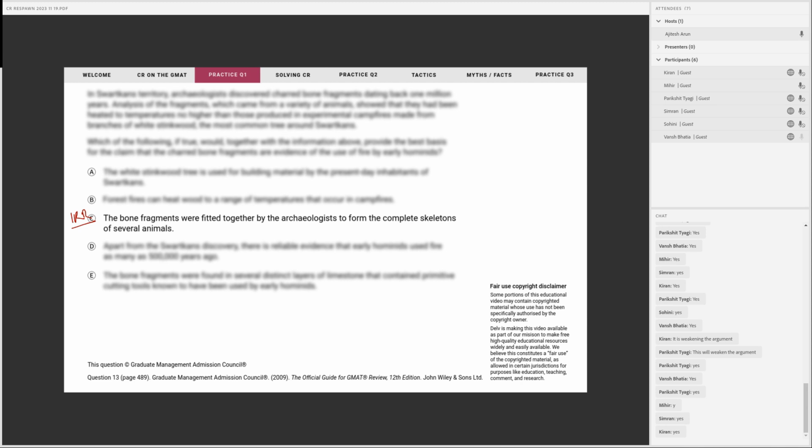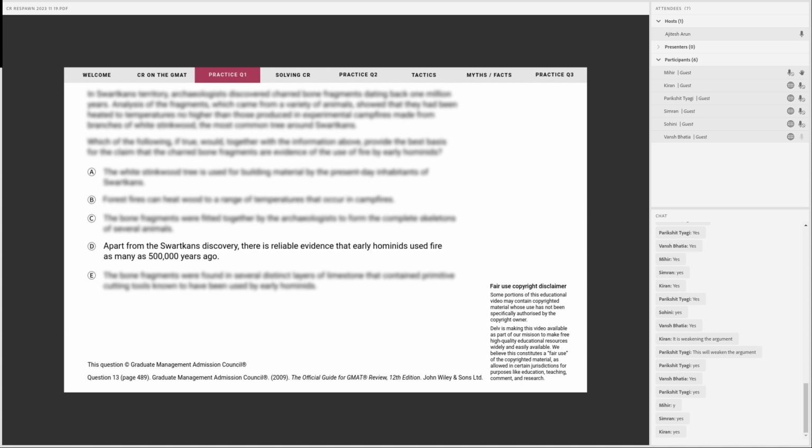Now, let me get you guys in on option D. Read option D, and when you're ready, unmute yourself and tell me why D for Delta is incorrect. Mihir, please go ahead. So basically, they are introducing another reason that the early hominids used fire, apart from the charred bone fragments. Very good.